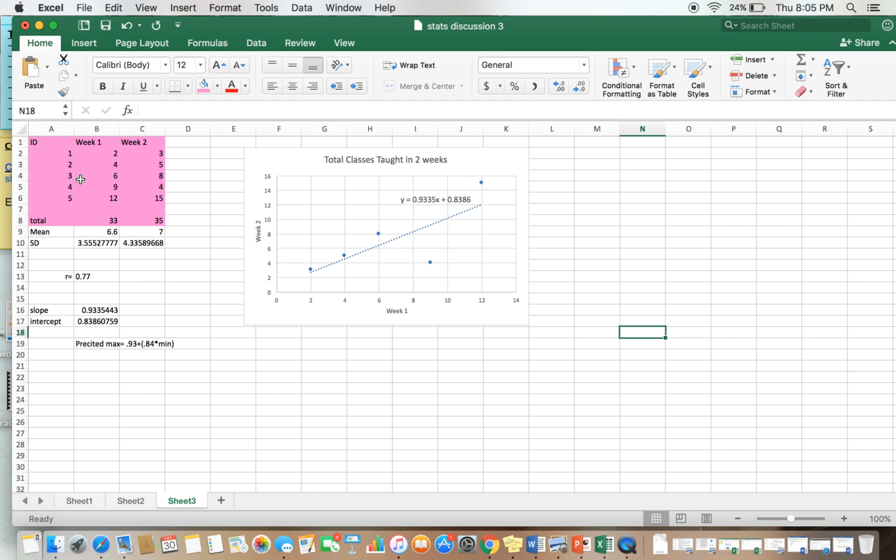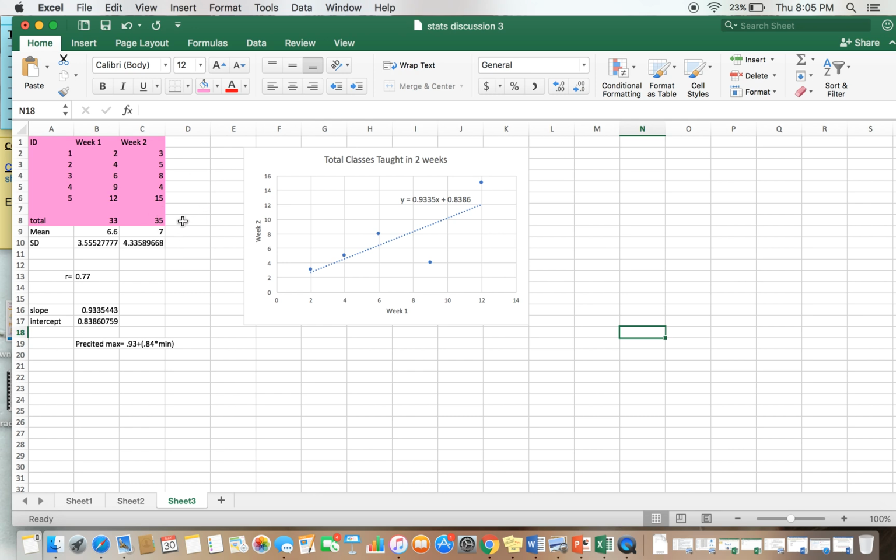And so for our histogram, I only used 1 week of data. This is the same data that we used for week 1, and these are the ID numbers of our participants. And then for week 2, I did the same thing. I took the amount of classes that each person taught during week 2. So number 1, who I'm pretty sure was Ben, taught 2 classes in week 1 and 3 classes in week 2. And so we just totaled up. So 33 classes were taught week 1 and 35 classes were taught week 2.